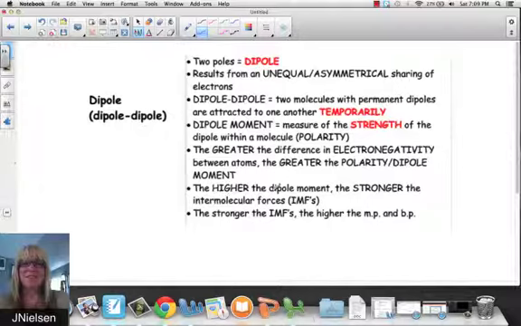Remember, the higher the dipole moment, that means difference in electronegativity, the stronger the intermolecular forces. The stronger the intermolecular forces, the higher the melting and boiling point. This is extremely important for you to remember. If I have a low melting point, it's because I have a weak intermolecular force. If I have a high melting point, it's because I've got a strong intermolecular force. It is a direct relationship.